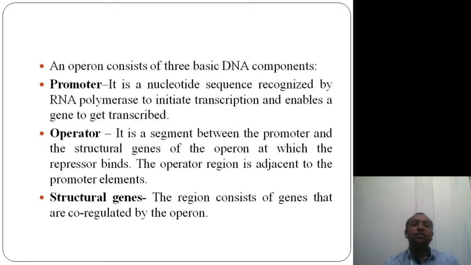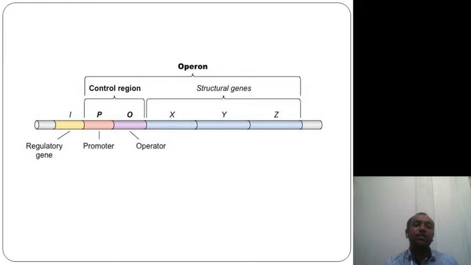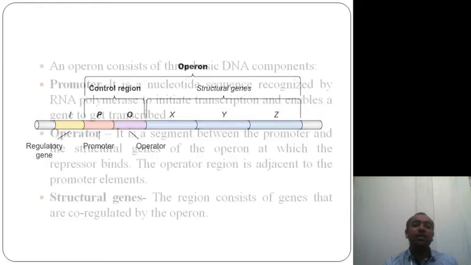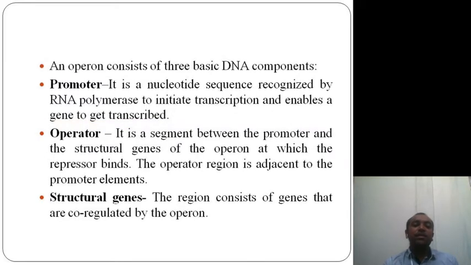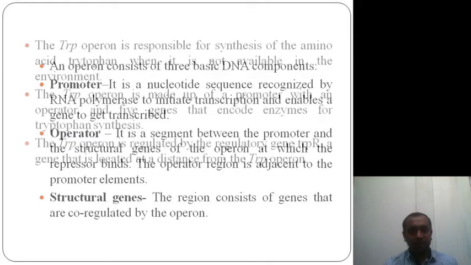So an operon consists of three basic DNA components. One is your promoter, the other is your operator, and then we have structural genes. Now the promoter is basically a nucleotide sequence which is recognized by the RNA polymerase. So RNA polymerase recognizes the promoter region and binds to it to initiate the process of transcription. Now the operator, as you can see over here, is a segment between the promoter and the structural genes. Then we have the structural gene region, which consists of genes that are co-regulated by the operon.